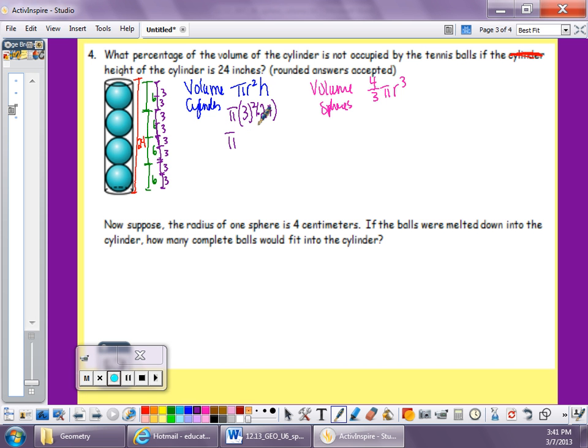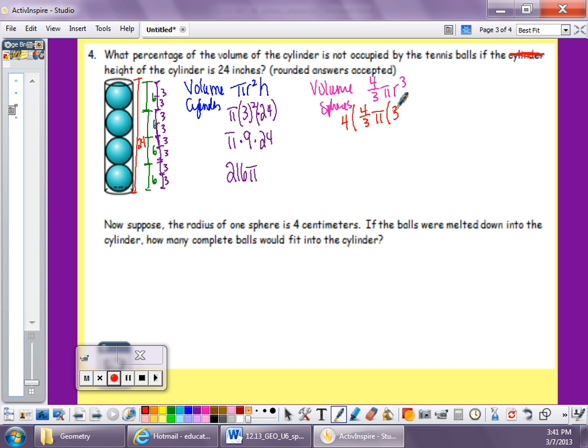This gives me pi 3 squared is 9 times 24. 9 times 24 is 216 pi. So now the volume of the sphere. So this is the volume for one. But if I look, I know I actually have 4 of these. So I need to put a 4 out here in front.